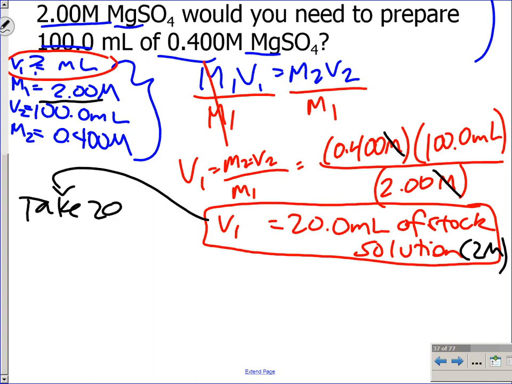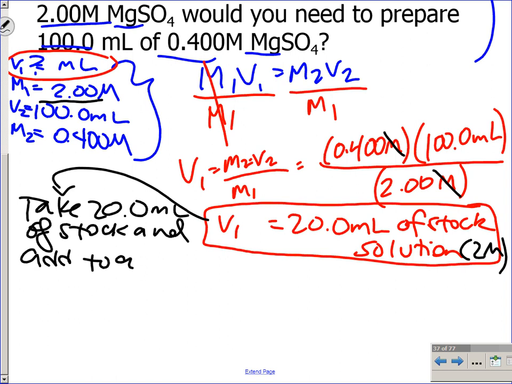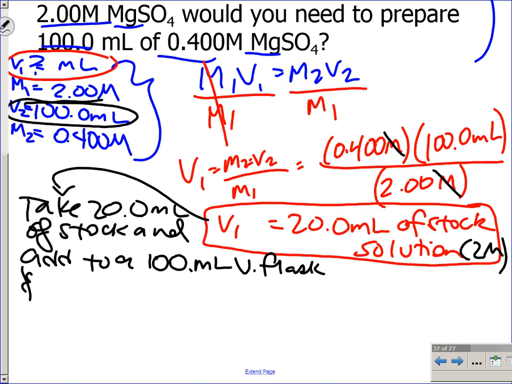I have to take 20 milliliters of stock solution and add it to a volumetric flask, right? You just wrote this down. What size volumetric flask? How big? 100, because that's the diluted volume, right? I want a 100 milliliter diluted solution. So to a 100 milliliter volumetric flask, okay? And what? Hold on, add it half filled with water, and then what?